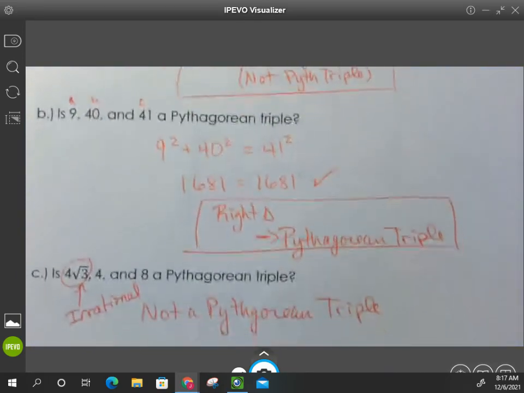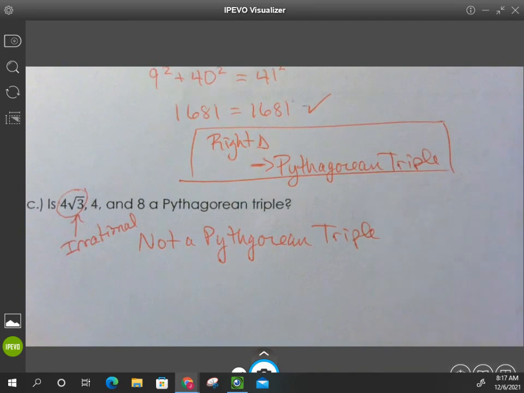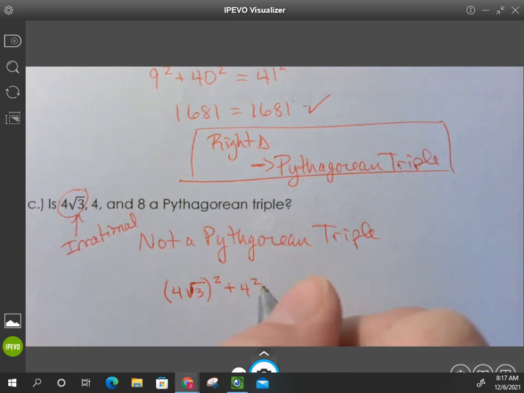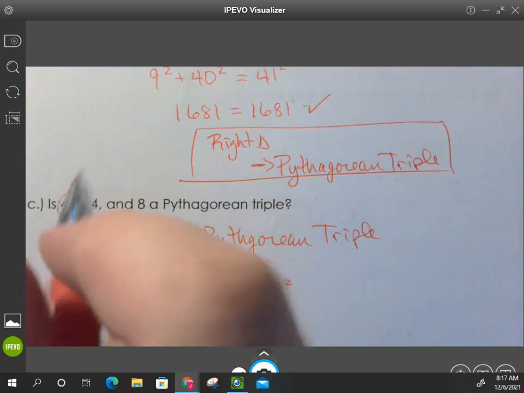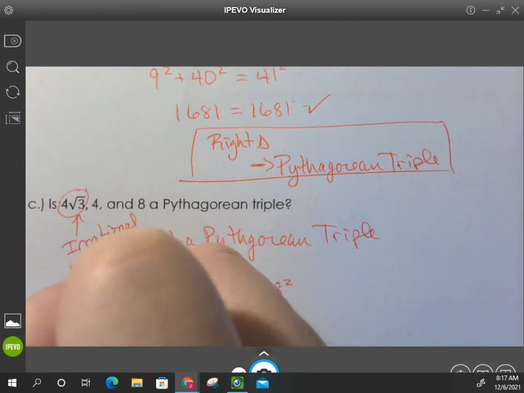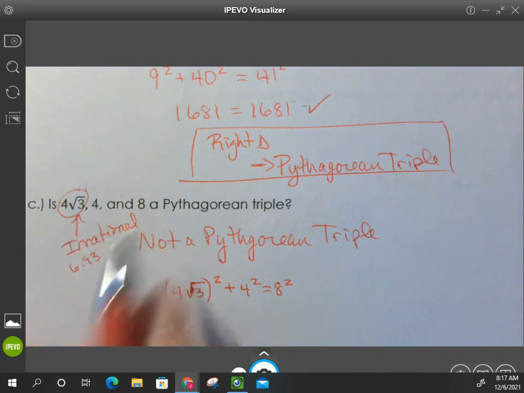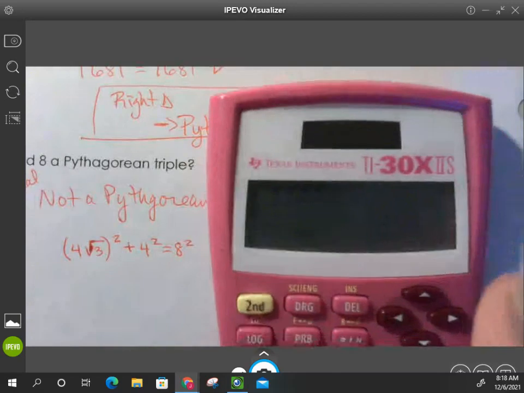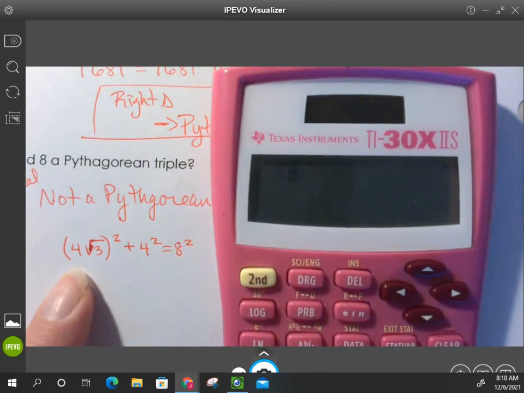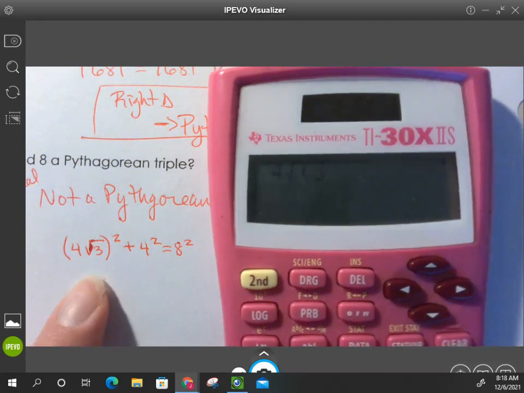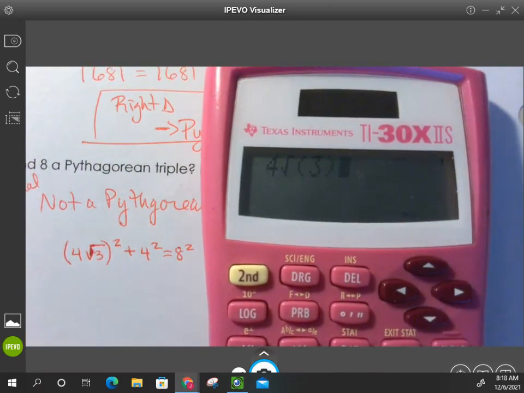Now the last one we already stated was not a Pythagorean triple, but let's just see if it's a right triangle. Now to do this, I have to be very careful. 4 square root of 3 squared, like that, plus 4 squared equals 8 squared. Now, I estimated this to be about 6.93. That's what I rounded it to, so that's how I knew it was one of the smallest numbers. Now, when I go to put this in the calculator, you have to be really careful. Pay attention to this. It's 4 square root, and then I type in the 3, and now in this calculator, I have to close the parentheses.